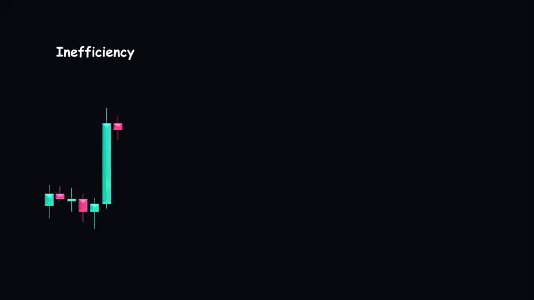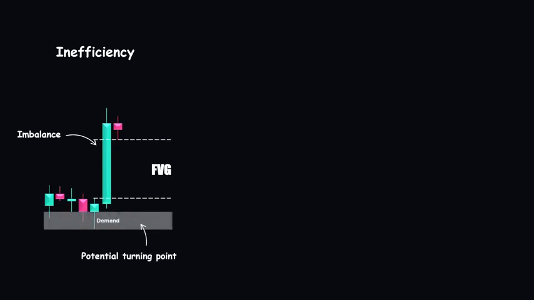Inefficiency occurs when price leaves an area quickly, creating an imbalance between buying and selling orders. This imbalance is often visible as a fair value gap between consecutive candles. These gaps indicate a lack of supply or demand at that level, making it a potential turning point.